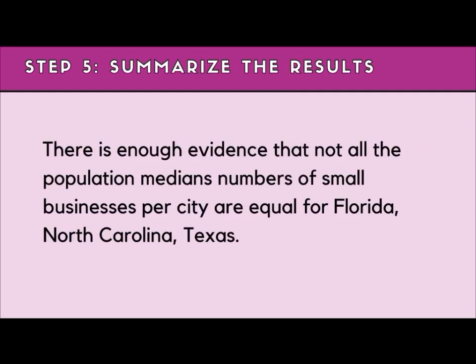Okay, so now we are already in the last step, which is to summarize the result under step 5. After making the decision, we can now summarize our result, which says that there is enough evidence that not all the population medians of the numbers of small businesses per city are equal for Florida, North Carolina, and Texas. Okay, so are there any clarifications? If none, then we can proceed to our assessment.